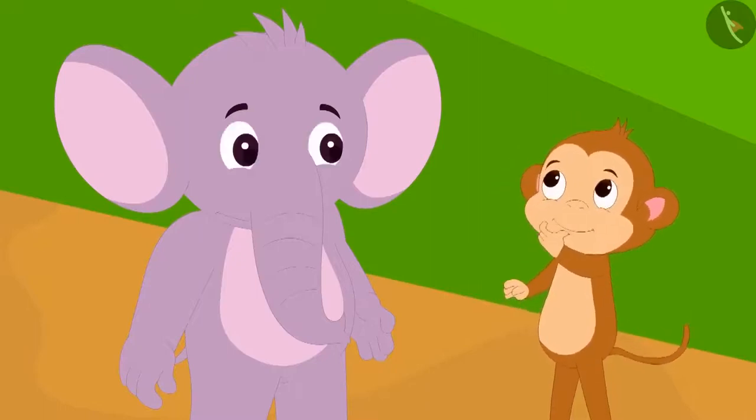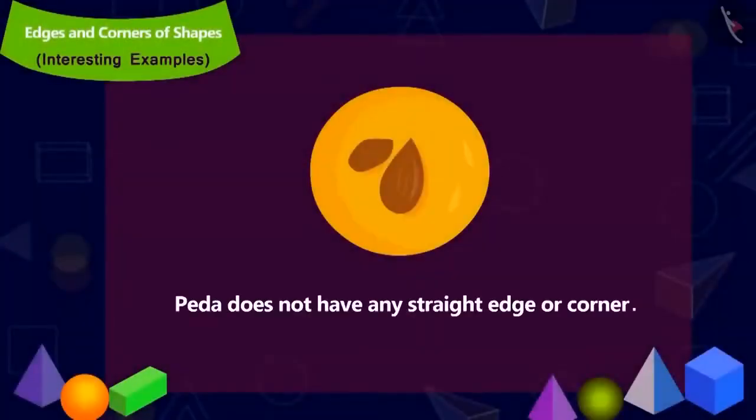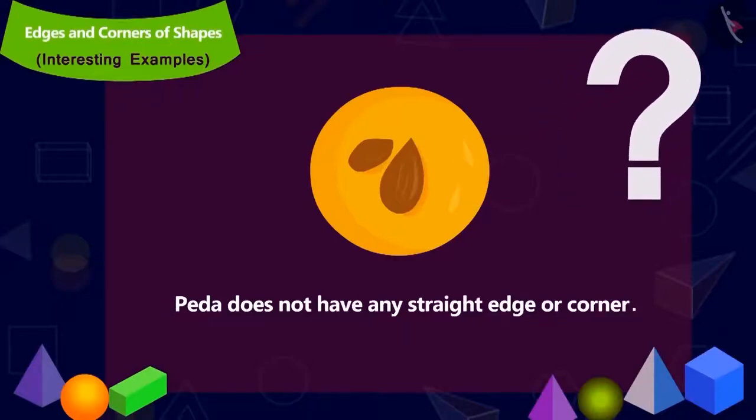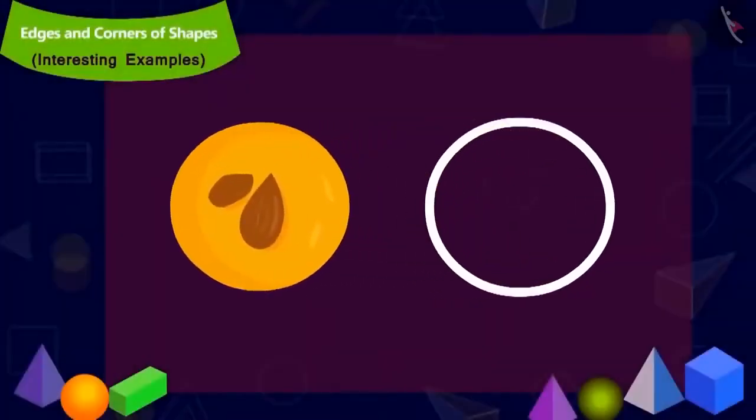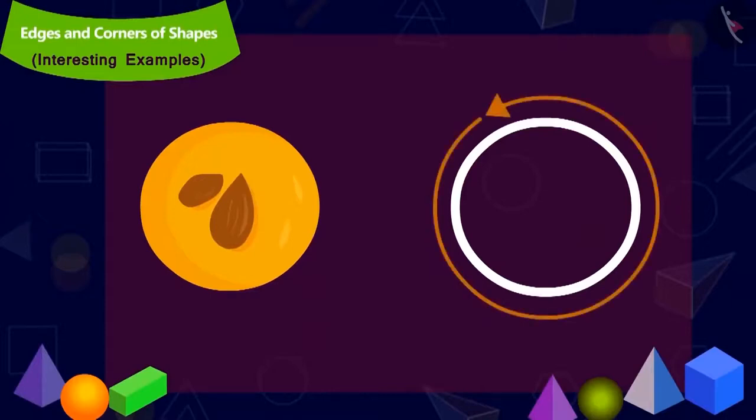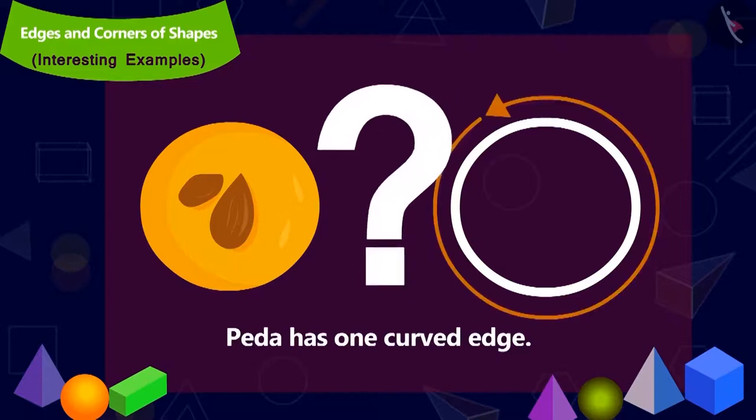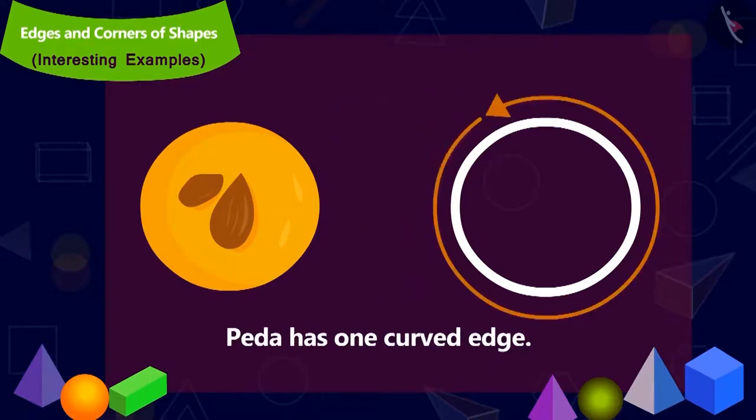Now Babban started thinking. He answered that a peda has no corners and no edges. Children, is Babban's answer correct? This is how a peda looks. Can you recognize its curved edge? Correct. This is the curved edge of a peda. A curved edge. And corner? Yes, a peda does not have a corner.